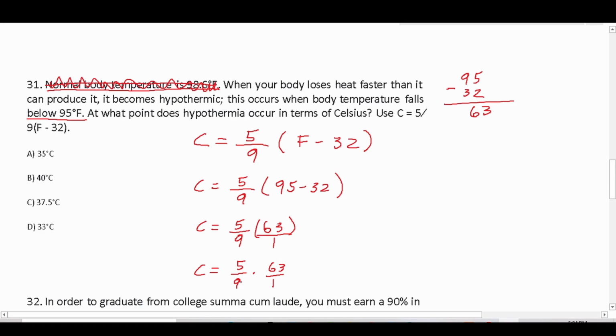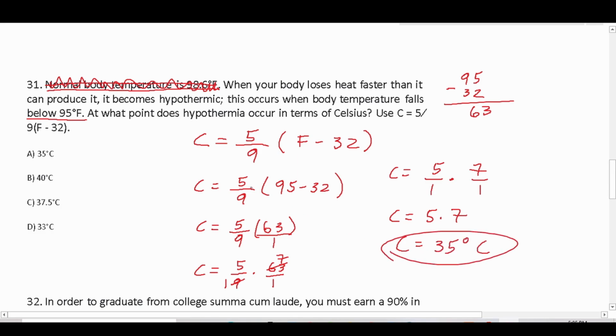So what I'm going to do is I'm going to say 9 goes into 9 one time, 9 goes into 63 7 times. So now this new problem becomes this: 5/1 times 7/1. And anything divided by 1 is itself, so we can disregard these ones. This becomes 5 times 7. 5 times 7 is 35. So we can see that 95 degrees Fahrenheit is the same as 35 degrees centigrade, which is A, and that's the point at which the body becomes hypothermic in terms of Celsius or centigrade.